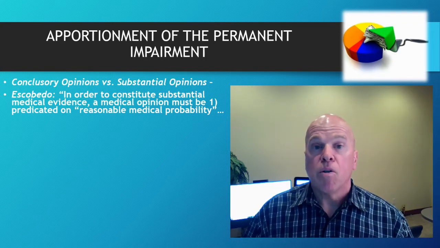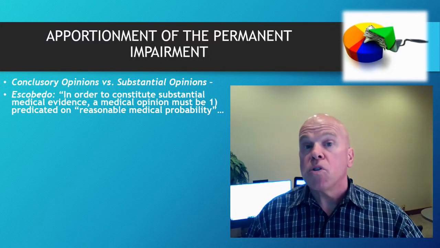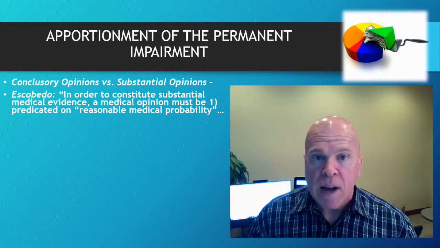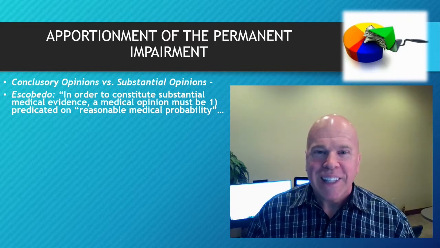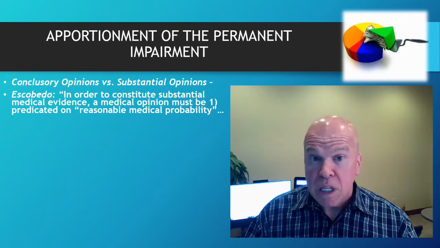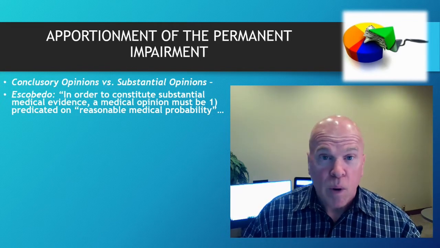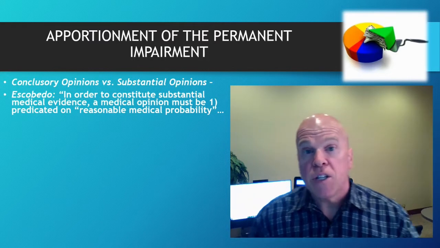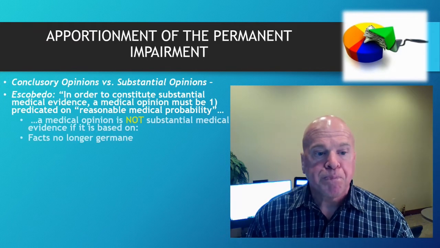Now, when you predicate your opinion on reasonable medical probability, you're telling us that that opinion has a 51% or more likelihood of being correct. So don't provide an opinion and don't predicate it on reasonable medical probability if it doesn't at least meet the 51% or greater threshold. If it does meet the 51% or greater threshold, that opinion is on its way. It's not all the way there yet, but it's on its way to being a substantial opinion. So let's take it the rest of the way with some of the criteria from Escobedo.